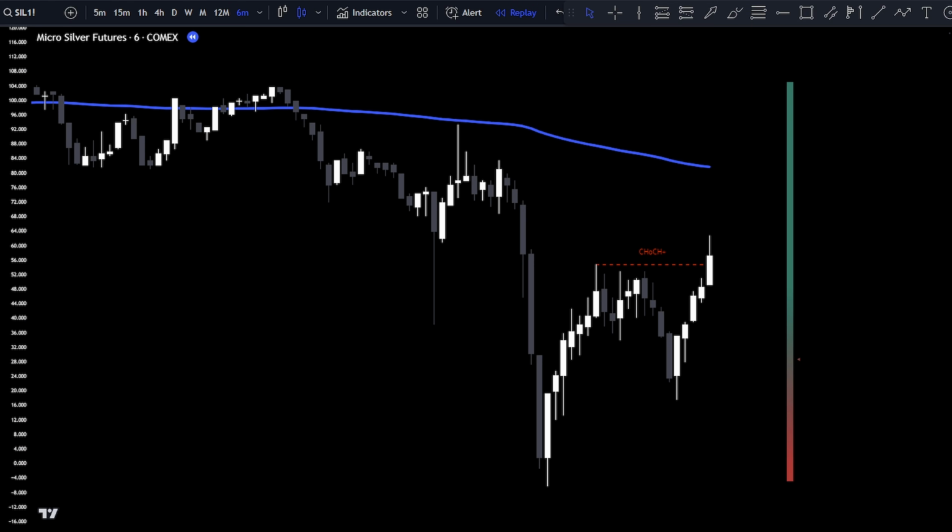And the exact opposite is true for sell trades. For a sell trade to be valid, there are three conditions that must be met. First, the current price action must be below the 200 EMA. Second, a red CHOCH plus label must appear. And third, the confluence meter must be below 50.